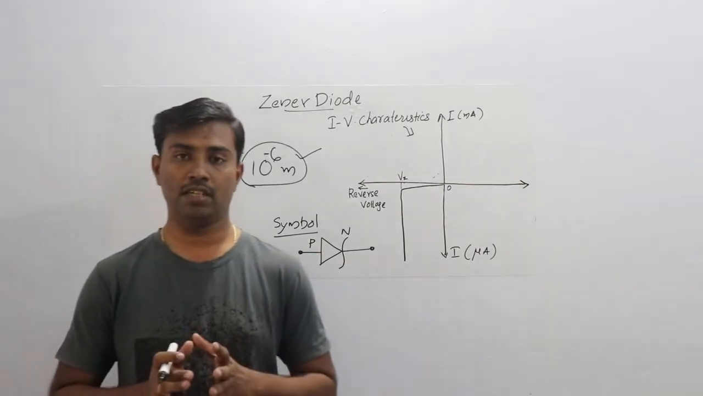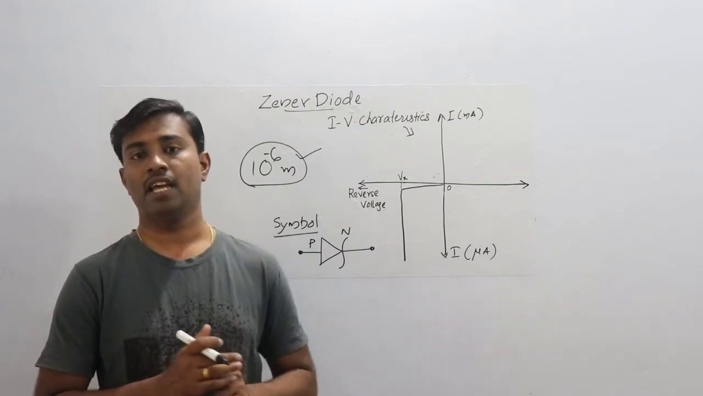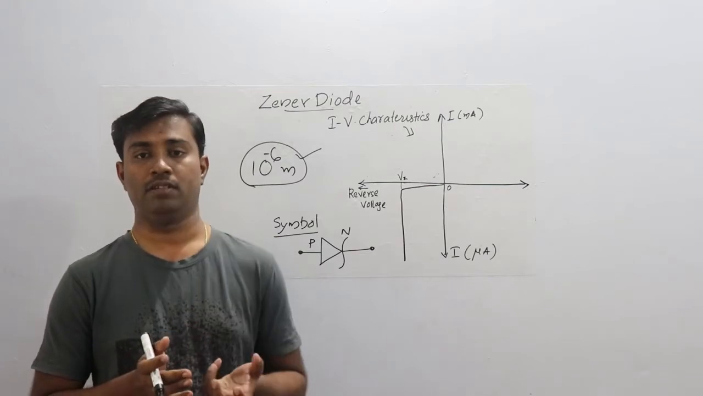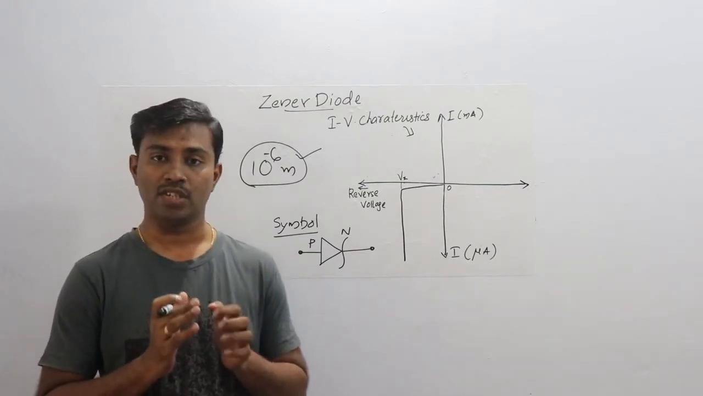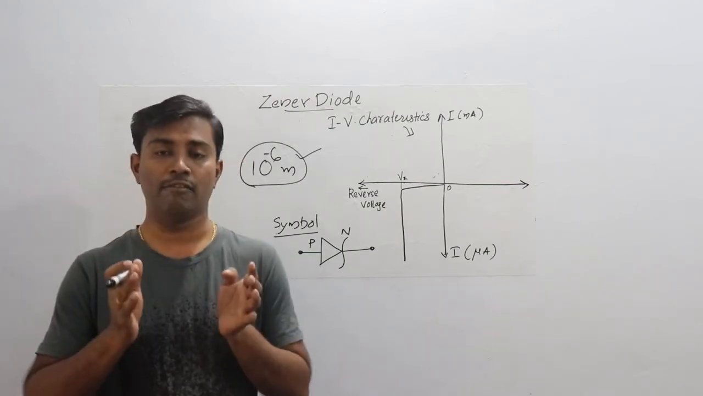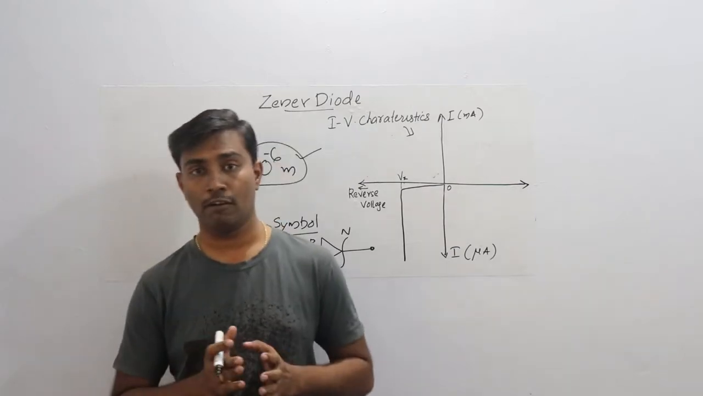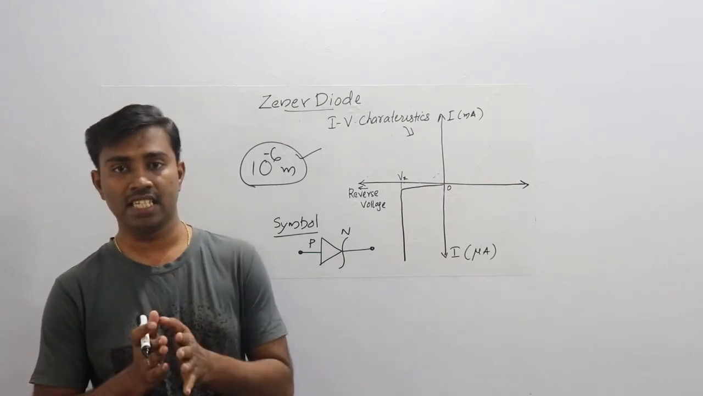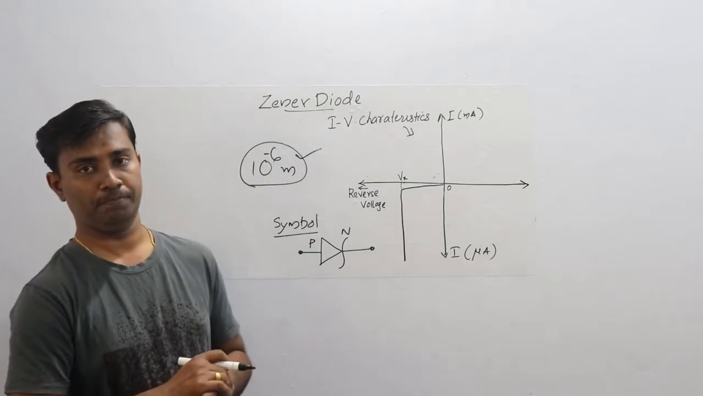For getting a Zener diode, we heavily dope the P and N sides of a PN junction. Then we get a Zener diode. Because the P side and N side are heavily doped, the thickness of the depletion region decreases, and the thickness is in the order of 10 raised to minus 6 meter.